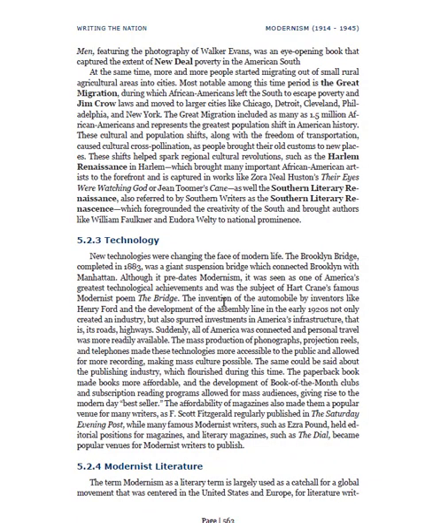At the same time, more and more people started migrating out of small agricultural areas into cities. Most notably during this time is the Great Migration, during which African Americans left the South to escape poverty and Jim Crow laws and moved to larger cities like Chicago, Detroit, Cleveland, Philadelphia, and New York. The Great Migration included as many as 1.5 million African Americans and represents the greatest population shift in American history.